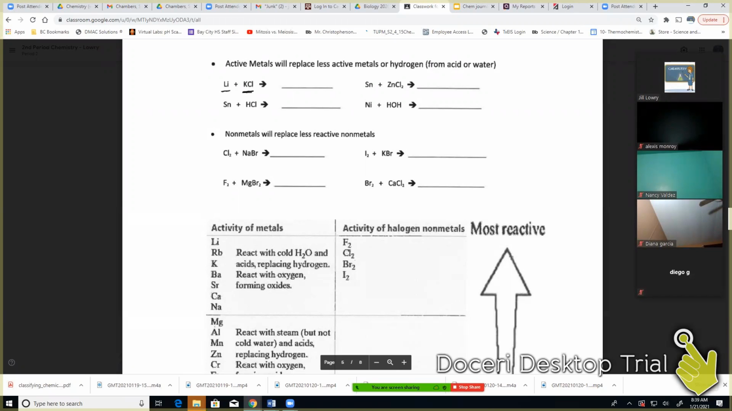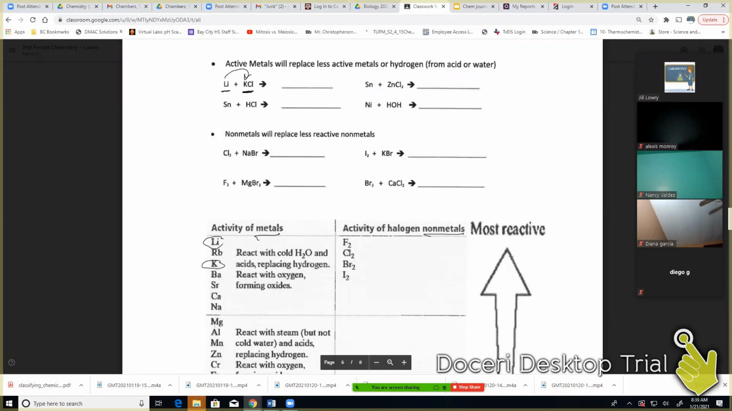But look where the Cl is. If you look at your activity series, the Cl is a non-metal. Metals only replace metals. So lithium is trying to replace potassium. Here's lithium, here's potassium in the activity series. If I said it was trying to replace chlorine, then I would be comparing a metal to a non-metal, and that does not happen. You should only compare metals to each other. You should not be comparing across.